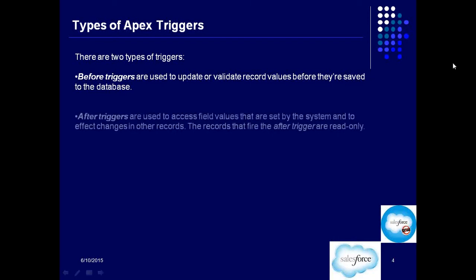All right, then comes the after trigger. After triggers are used to access field values that are set by the system and to effect changes in other records. All right. So after trigger is a code block which gets executed after the record is inserted into the system, right? So once the record is actually inserted into the system, you can take the values from that record which got created and do some logic with that value.